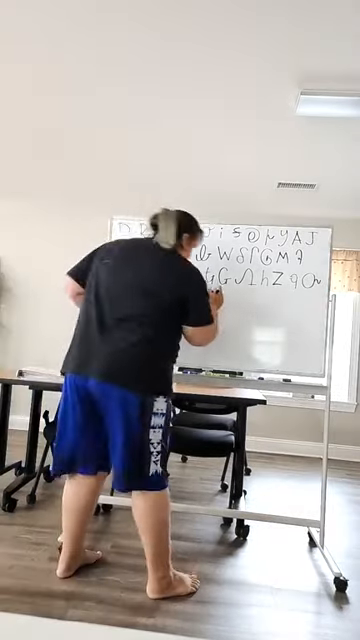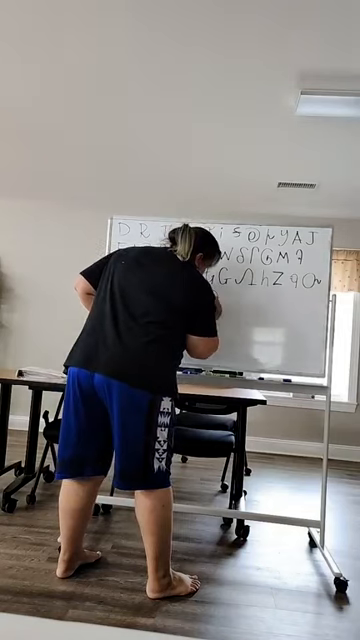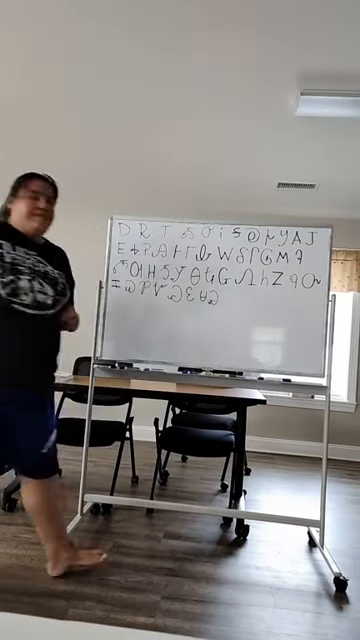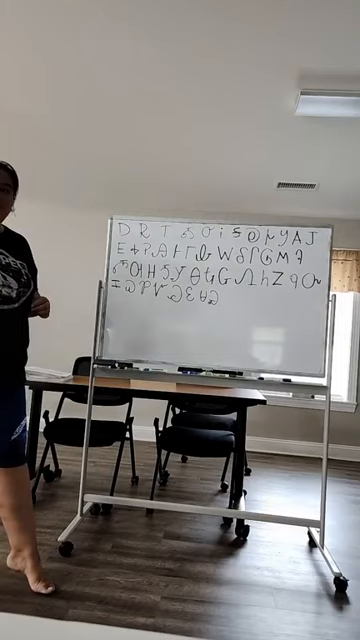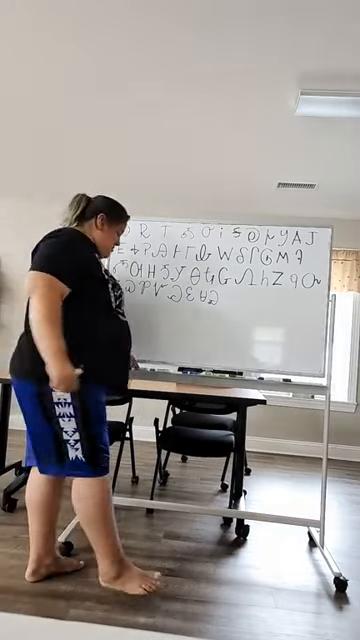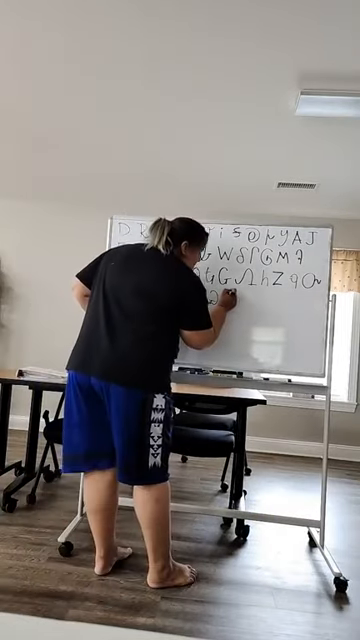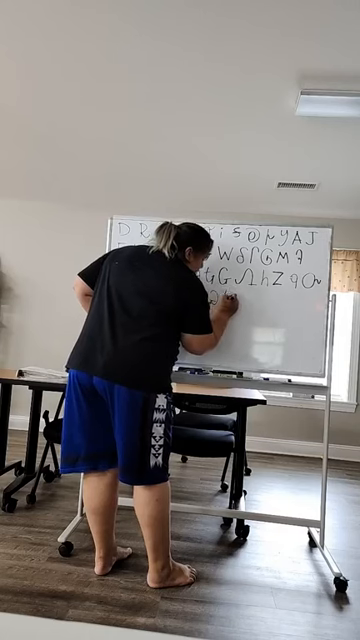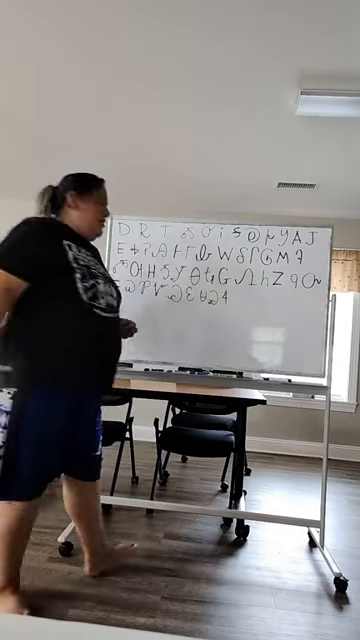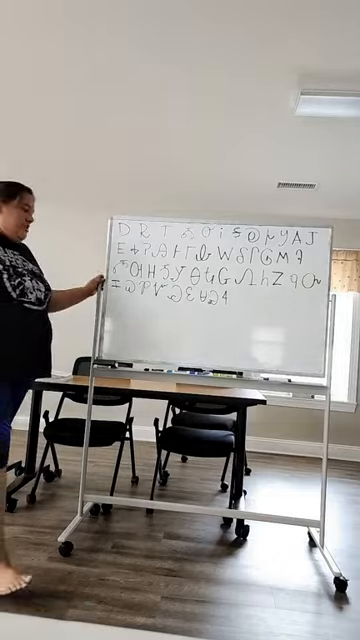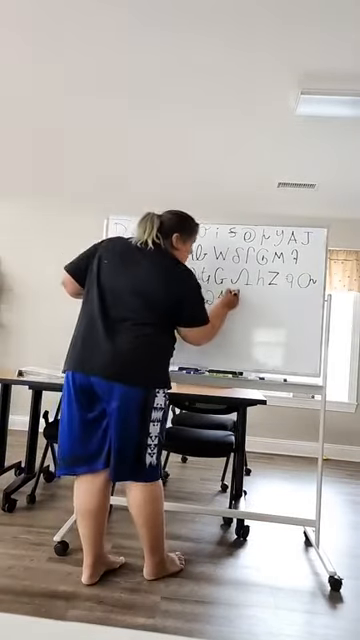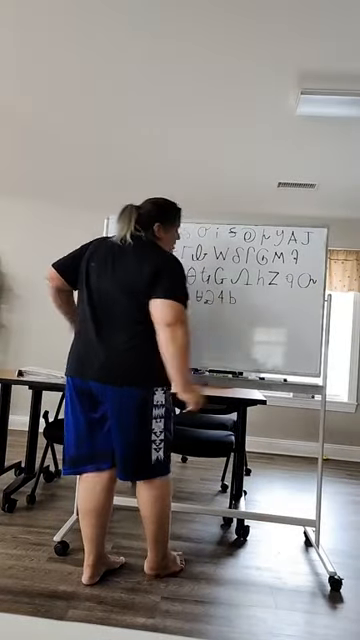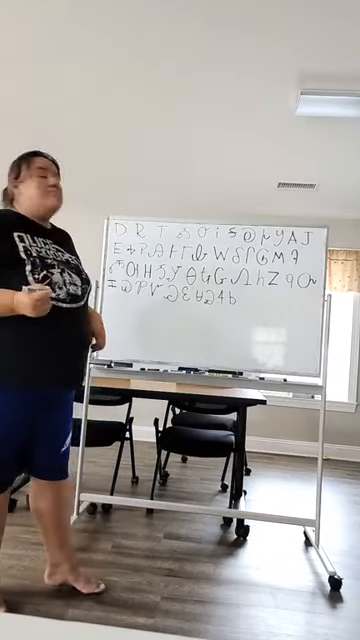Then, S. Yes, our S, and that's our backwards T, has a circle, right? Yes. And then, shay. What's that look like? A four. Four. Shay. And then, she. What's that look like? A B. A V.